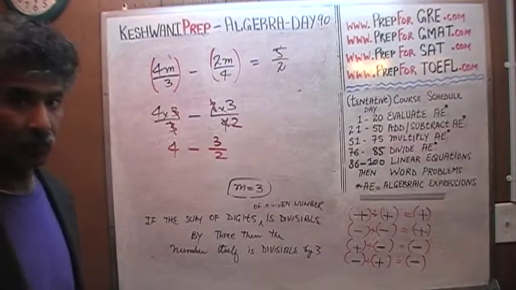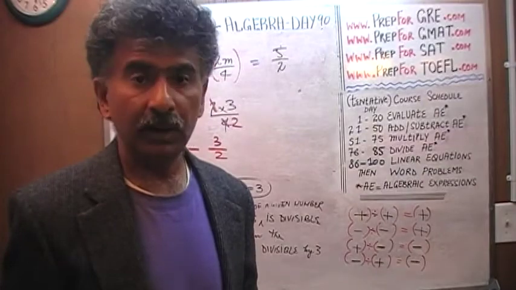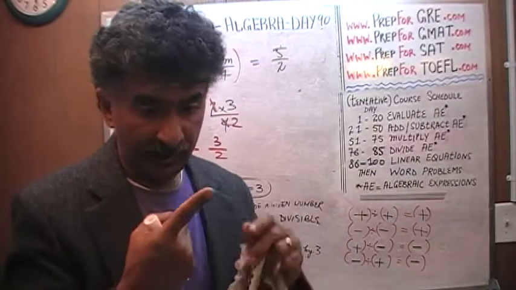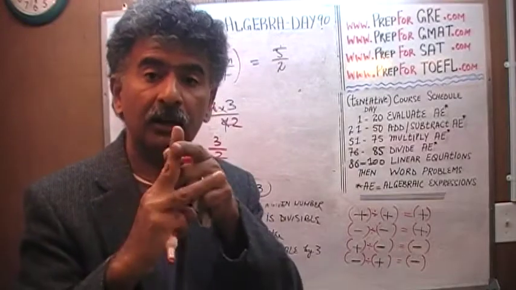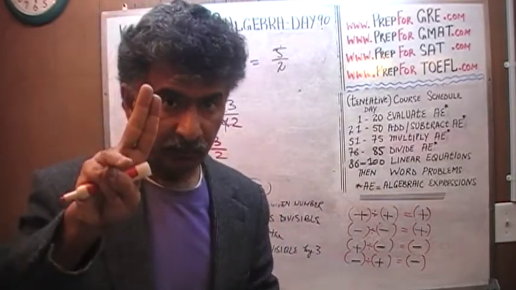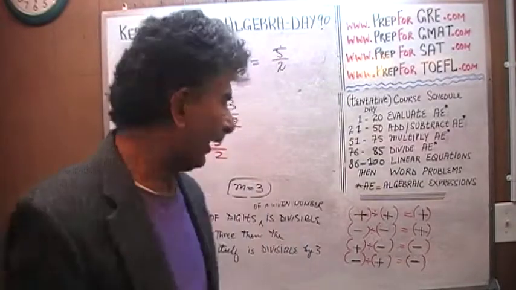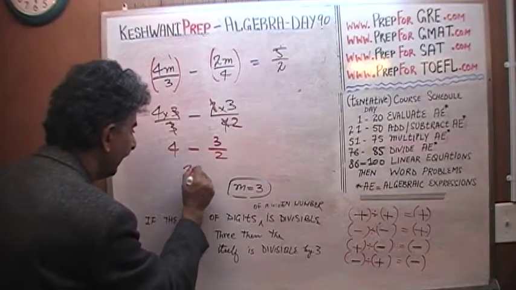3 halves is so called because it is made up of, guess what? 3 halves. 1 half, second half, third half. 3 halves are 1 and a half, because 2 halves make 1 and another half makes 1 and a half. So 4 minus 1 and a half is 2 and a half.